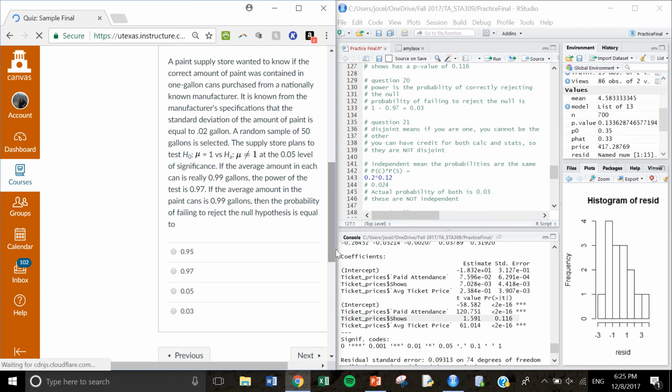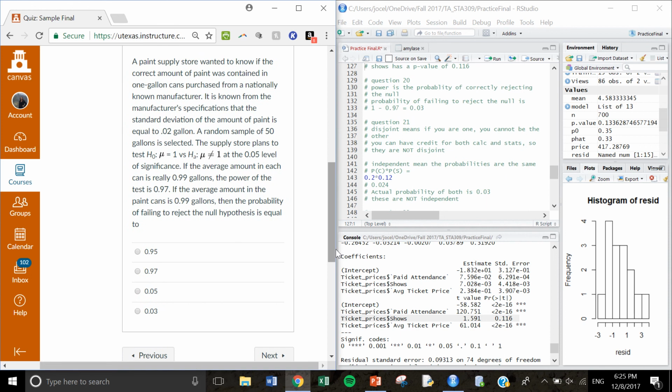Question number 20. A paint supply store wanted to know if the correct amount of paint was contained in 1-gallon cans purchased from a nationally known manufacturer. It is known from the manufacturer's specifications that the standard deviation of the amount of paint is equal to 0.02. A random sample of 50 gallons is selected.